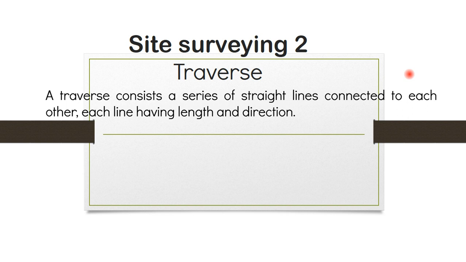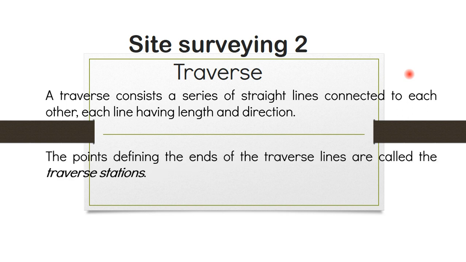A traverse consists of a series of straight lines connected to each other, each line having length and direction. Therefore, traverse lines are vectors because they have direction and magnitude. The points defining the ends of the traverse lines are called the traverse stations.